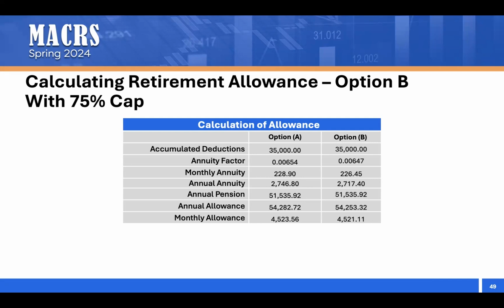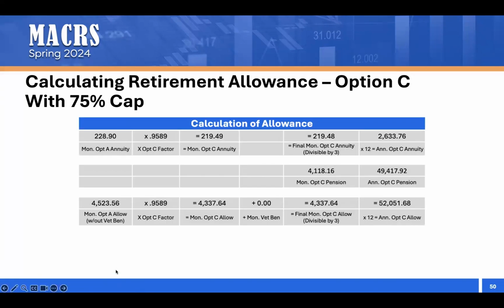$51,535.92 gives us an option B calculation under the cap of $54,253.32. To calculate the option C with the 75% cap, we're going to do it the same way. We're going to take the monthly allowance amount and the monthly annuity amount and multiply those by the appropriate option C factor. And again, once we do that multiplication, we want to make sure that the product is divisible by 3.